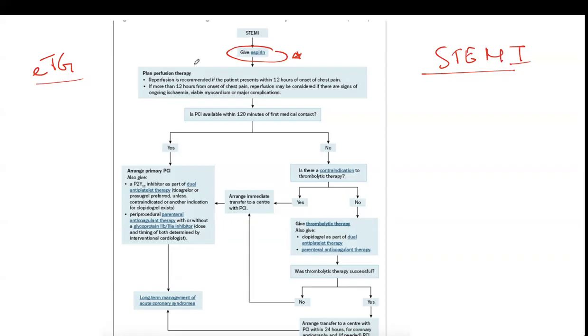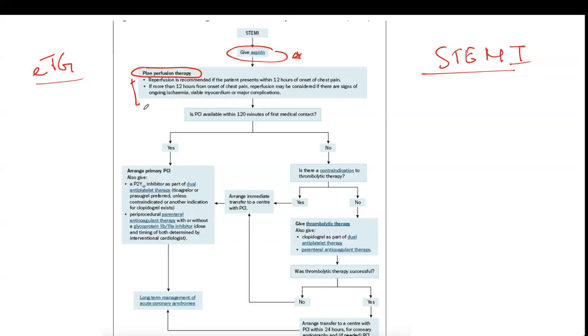After aspirin, you can see that the next step therapeutic guideline mentioned is about reperfusion therapy. So you need to plan what this patient will need to have. Okay, so first we give aspirin. The second thing is reperfusion. Reperfusion means you need to open up the blocked artery.